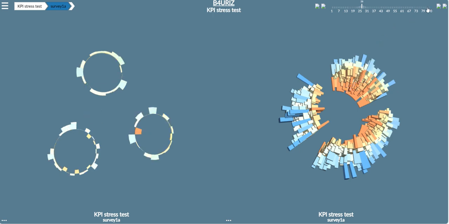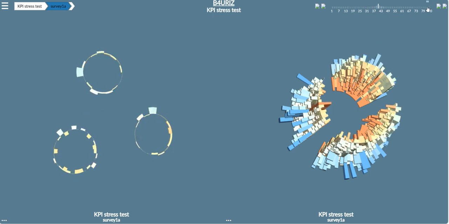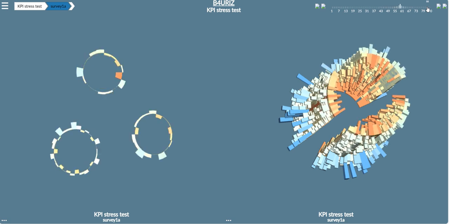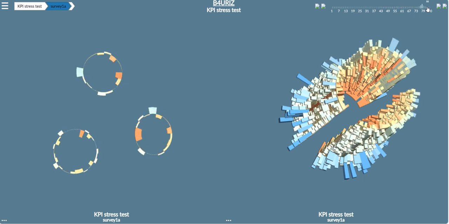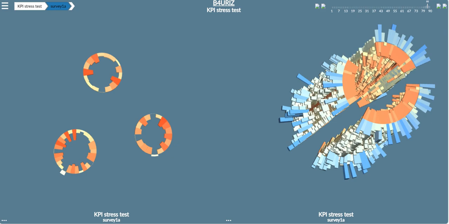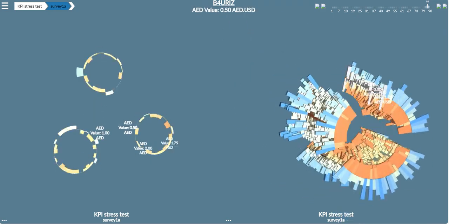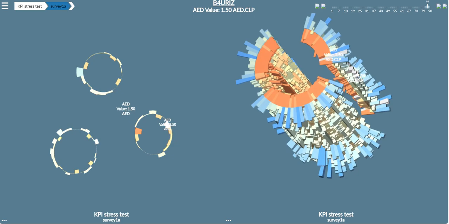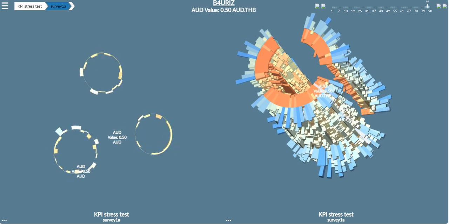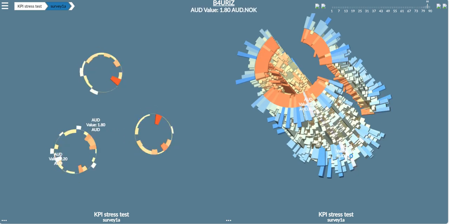Or we could actually just look at the model as a totality and see what the answers to the KPI or survey representation is. As you can see, the model is very intricate and highly complex, but at the same time fully interactive relative to the data.